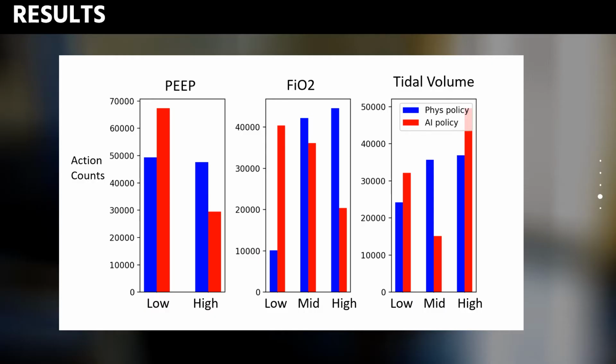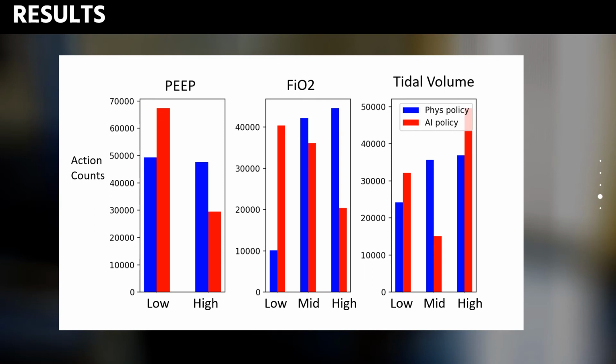We trained various RL models on the MIMIC-4 dataset and tested them using the eICU dataset. Here in the bar chart, the blue bars represent the counts of physicians' actions, and the red bars are the actions recommended by the RL agent. We found that the actions chosen by the RL agent did not always agree with those made by physicians.